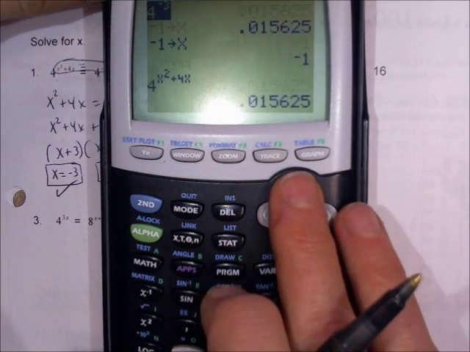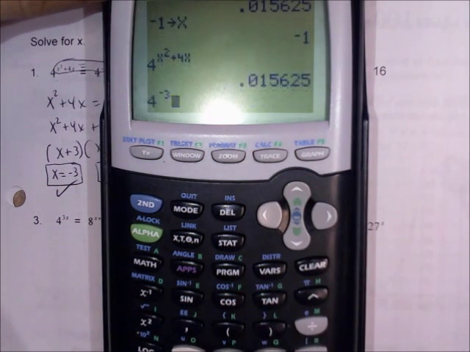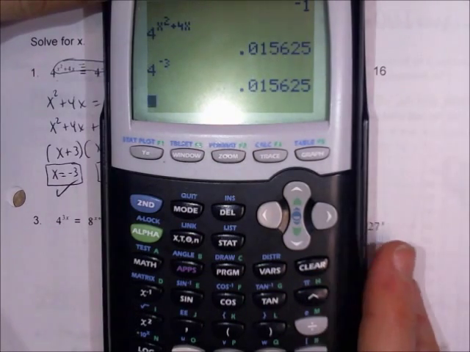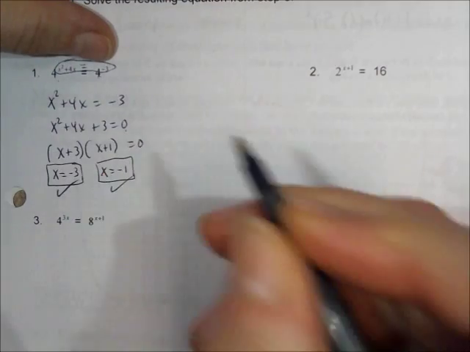And then I'll do 4 to the negative 3. So they're both equal to each other. So we have checked both of our answers and they're both good.